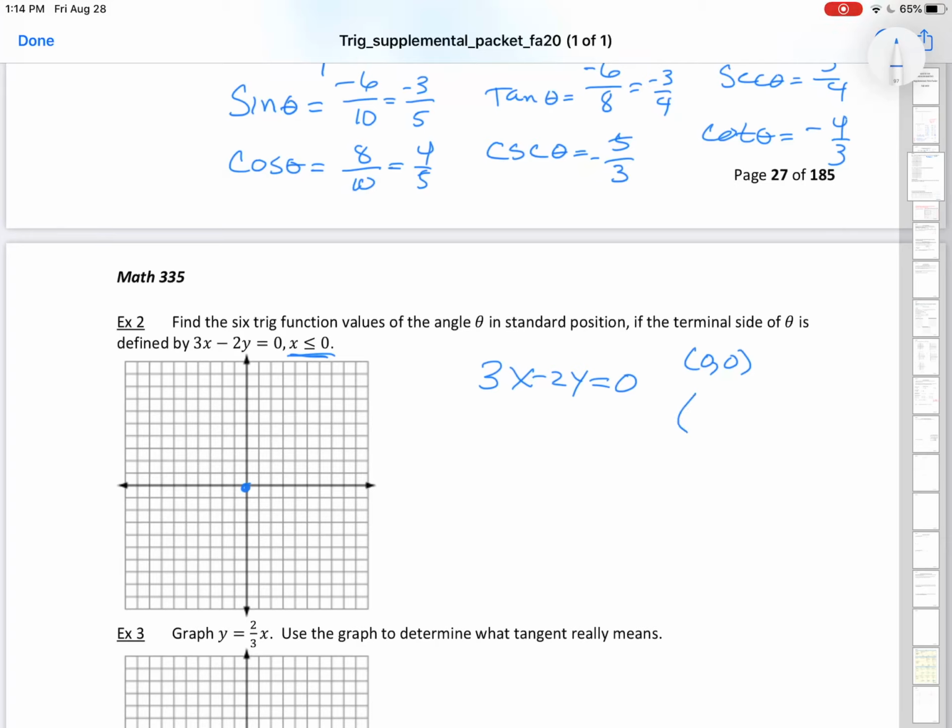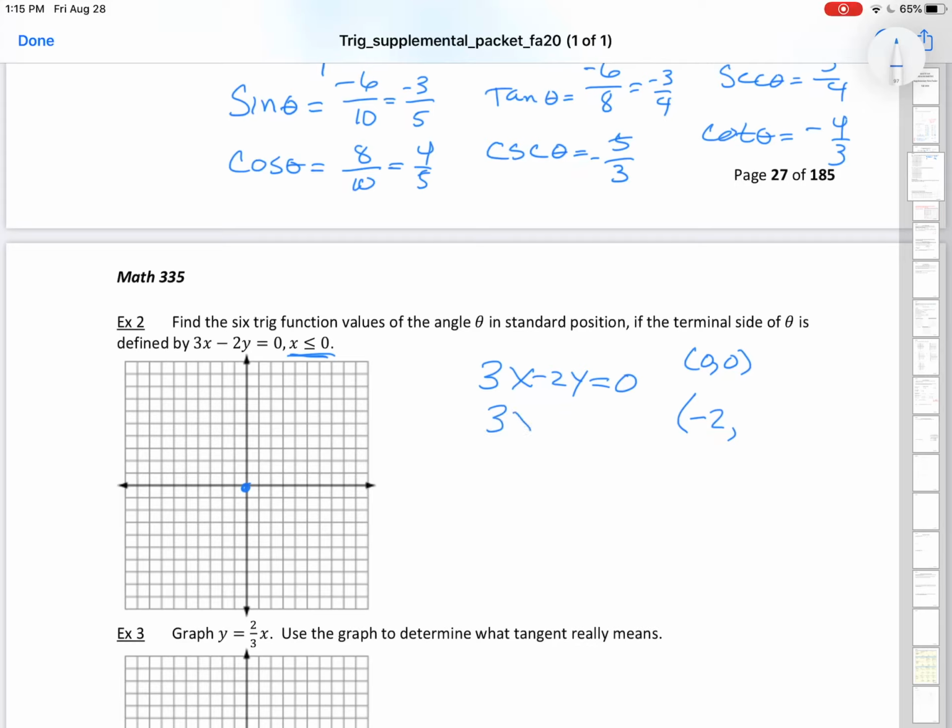Let's plug in x being negative 2. Now, I'm picking negative 2 for a couple of reasons. Number one, because it meets the criteria that x is less than or equal to 0. And number two, because it's going to have me get a whole number out. How do I know? Because the last thing I'm going to do to solve for y is divide by 2, or in this case, negative 2. So therefore, I want to pick an even number.